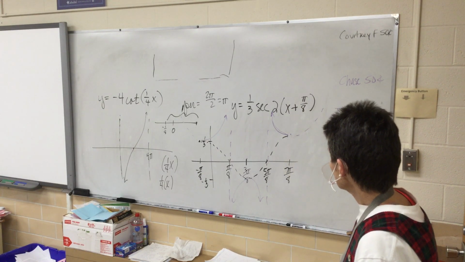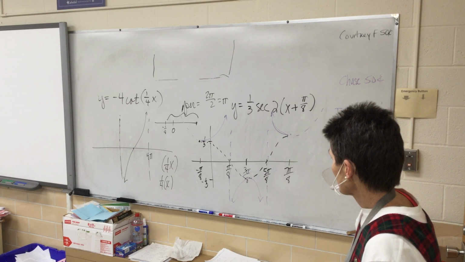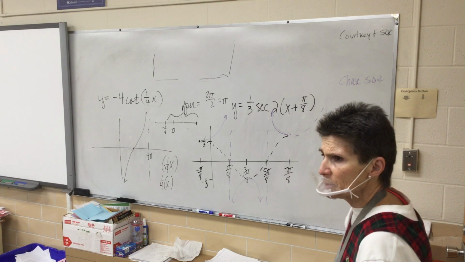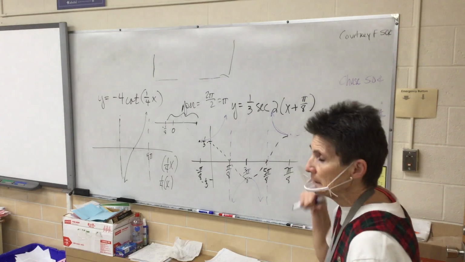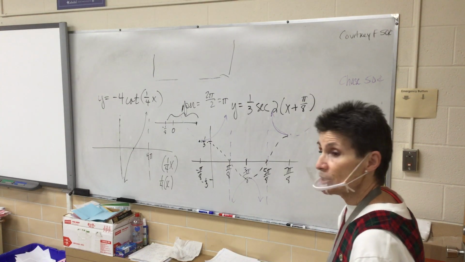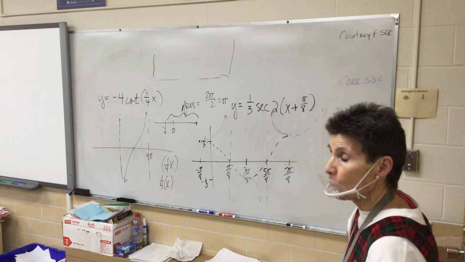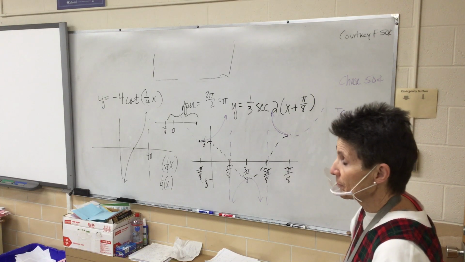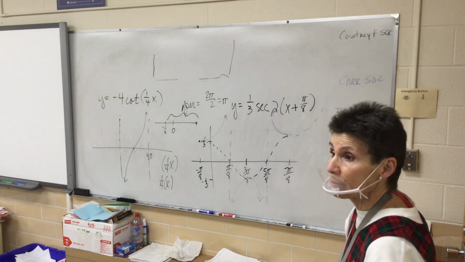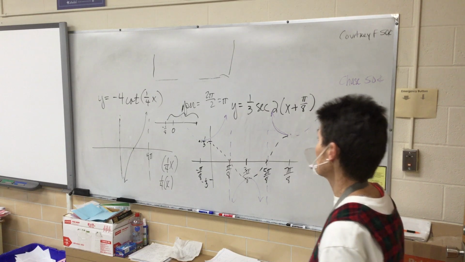Our period was pi. What was our amplitude? 9. Phase shift was -pi/8, or left pi/8. And our frequency was 1/pi, the reciprocal of the period.